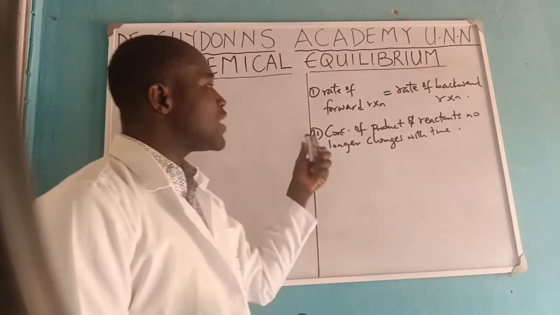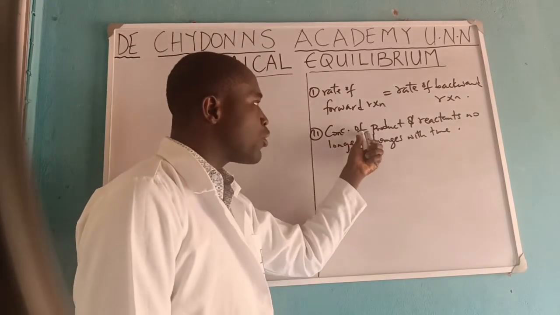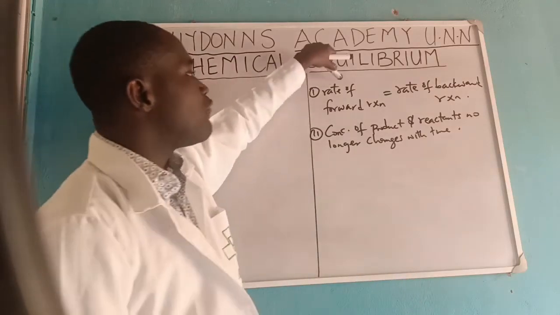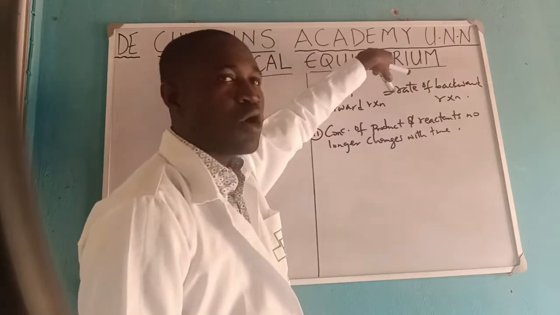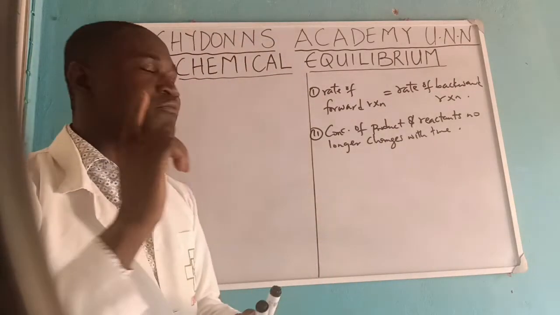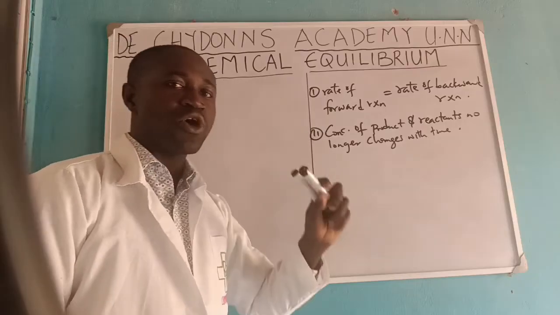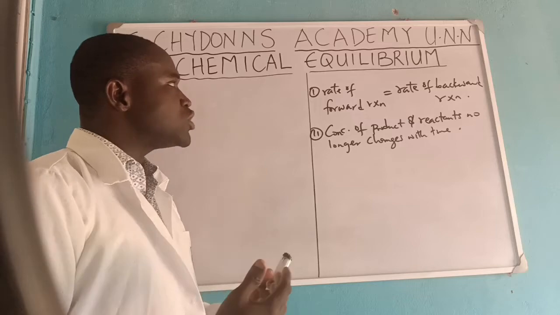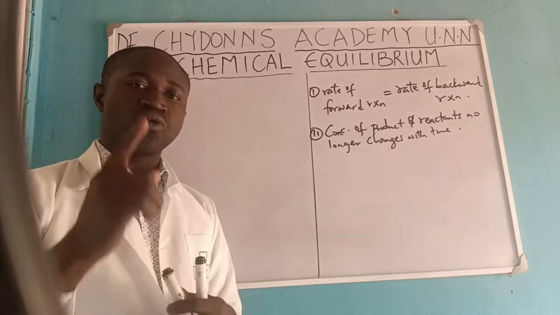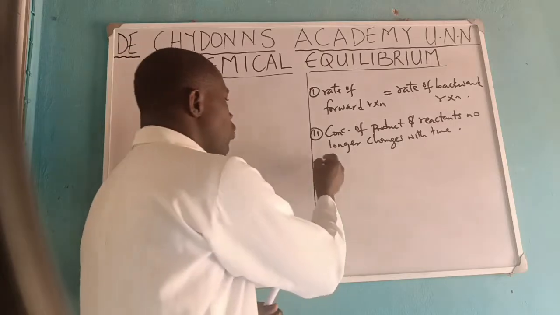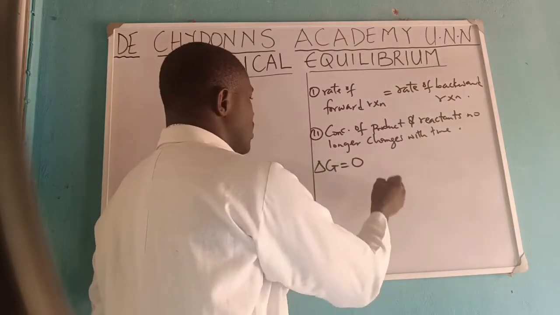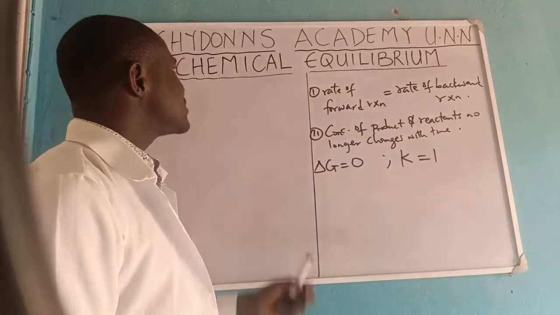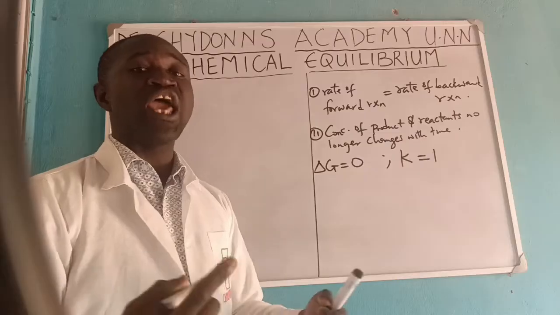Yes, when you realize that the concentration of products and reactants no longer changes with time, you can say that the rate of forward reaction is equal to the rate of backward reaction, and from there you say that the chemical reaction has reached equilibrium. Now, there are other conditions that will make a chemical reaction reach equilibrium. One, when the free Gibbs energy is equal to 0 and when the equilibrium constant is equal to 1, we can say that the chemical reaction has reached equilibrium.